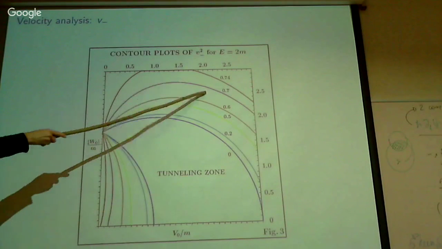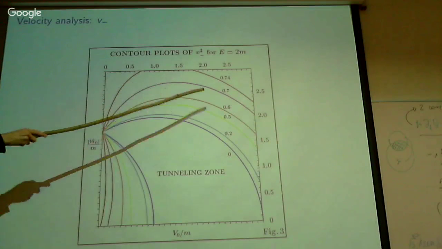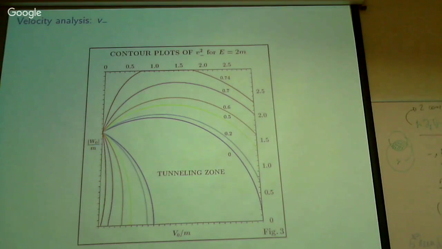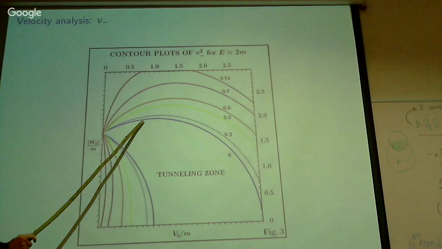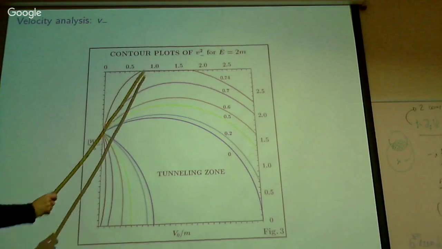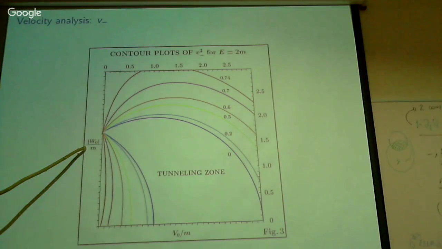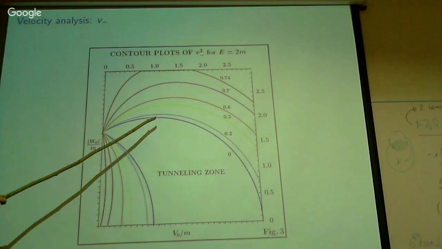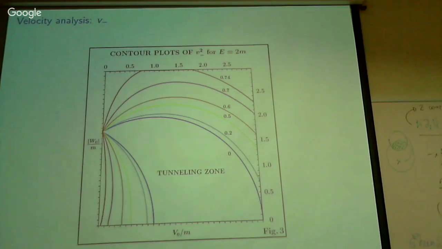And this region here is the Klein region. We have high potentials, and the energy of the particle is lower. So, if we keep a constant value here, and we increase here, the velocity increases. So, what we see is that this potential increases antiparticles. So, our interpretation is good.